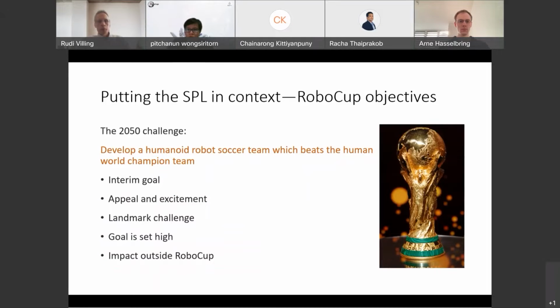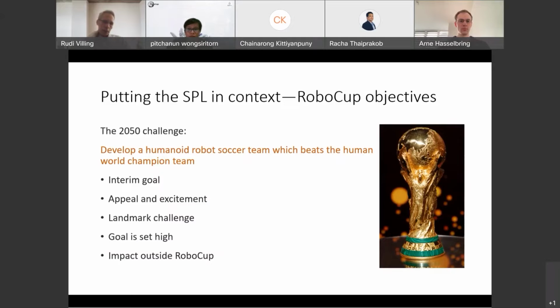In terms of RoboCup overall, where does the SPL, the Standard Platform League, fit into the objectives? So for the 2050 Grand Challenge, we know that the target is to develop a humanoid robot soccer team which can play against and beat the human world champion team, which we assume would be the FIFA World Cup team.